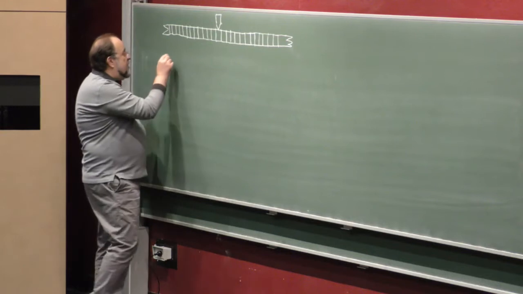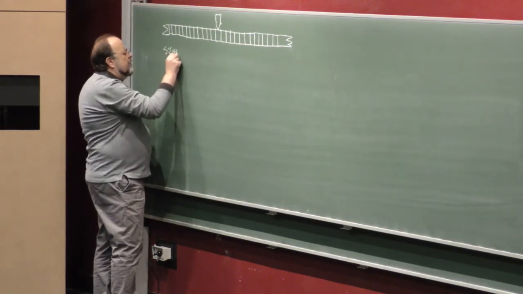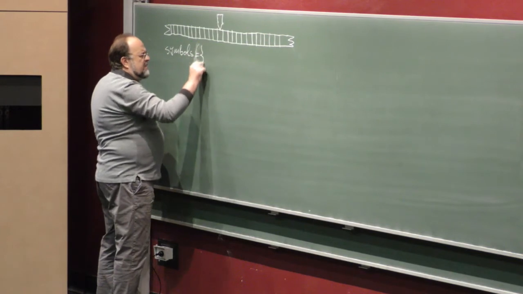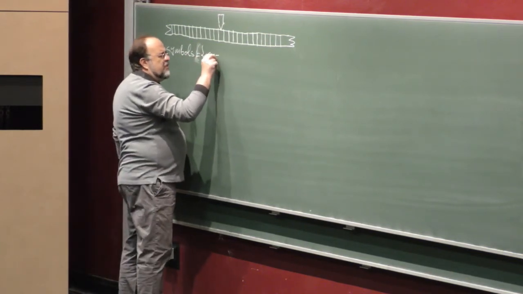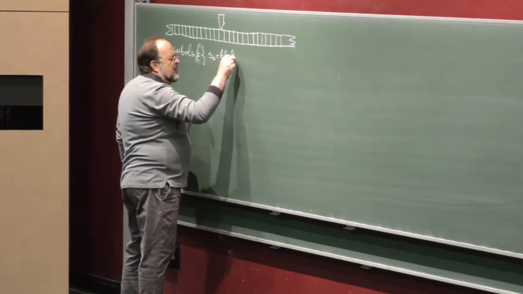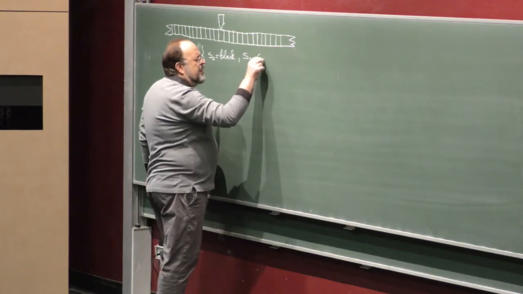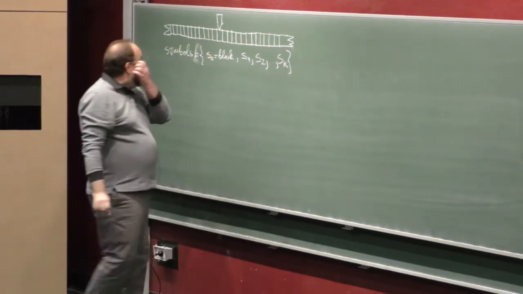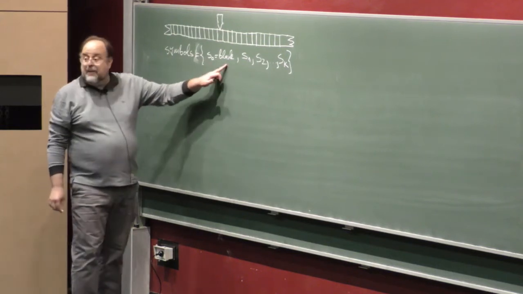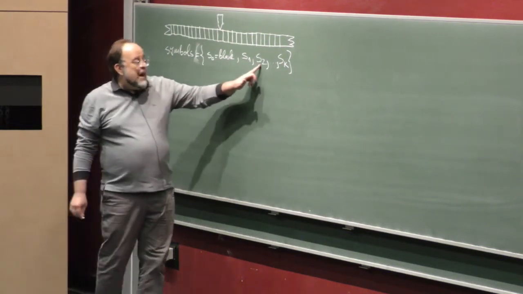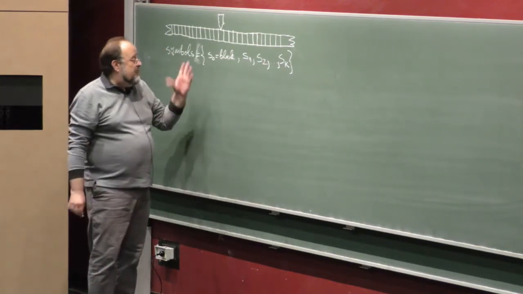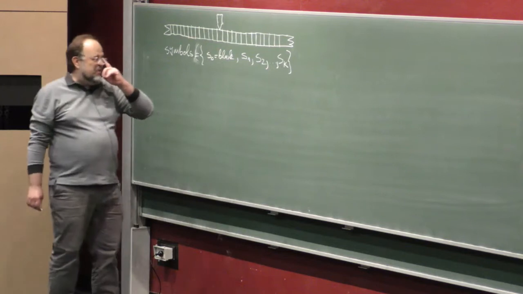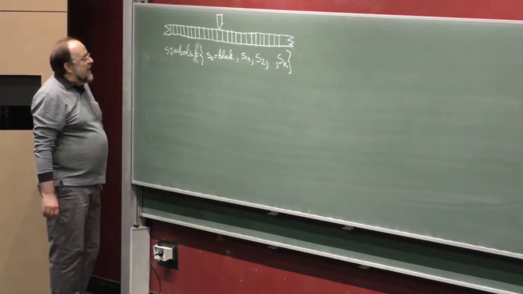Then we have a collection of symbols. They are the set of S0, which we call blank, and then some other symbols, S1, S2, a finite number of them up to SK. So the content of each cell can be either blank or one of these finitely many symbols. Of course, it's enough to have just blank and zero and one without impacting much the efficiency of the calculation using this machine.